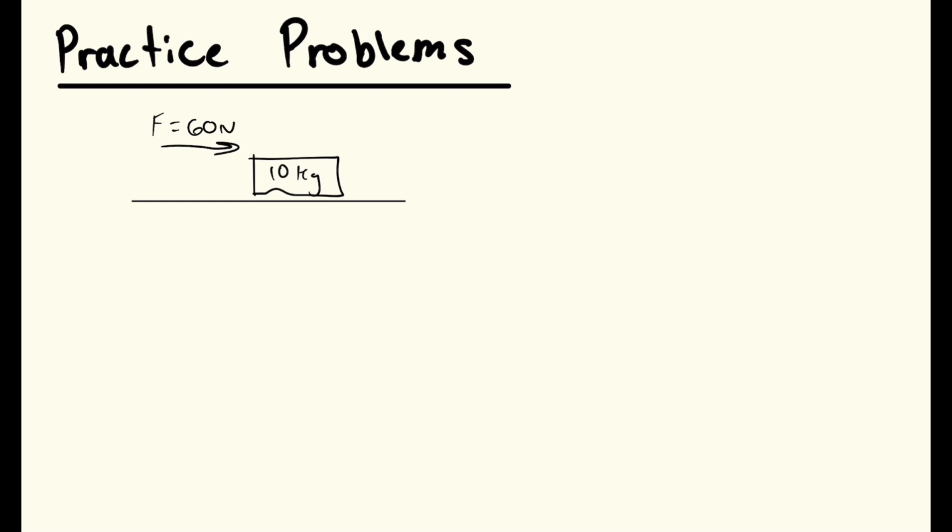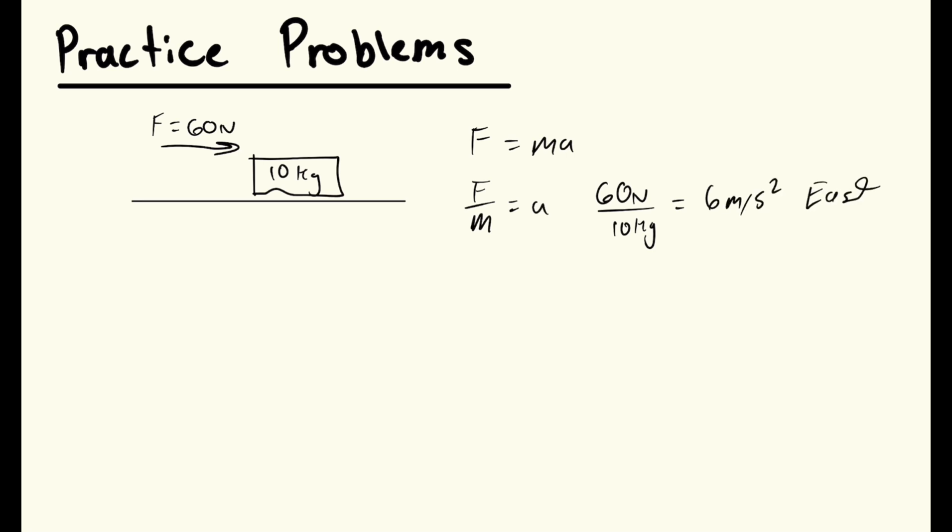Well, we simply put it into our force equation, which is that force is equal to mass times acceleration. And then we isolate for acceleration. Force over mass is equal to acceleration. We plug the values in. 60 newtons over 10 kilograms is equal to 6 meters per second squared east, or to the right. So our acceleration is 6 meters per second squared to the right.